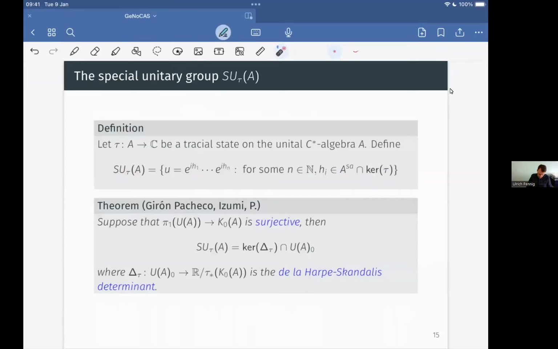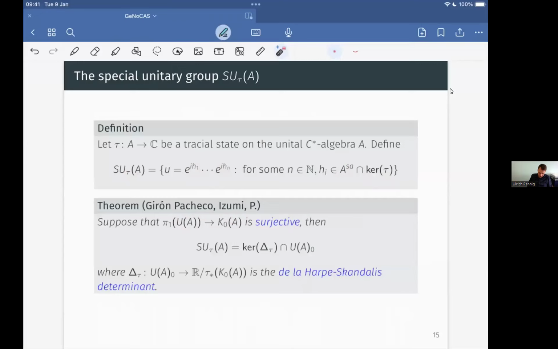And it turns out that if you assume that this map here is at least surjective, then, well, the other definition that you could come up with for the special unitary group is, of course, the kernel of the determinant. Does that work here as well? Yes, we have a determinant in this case.